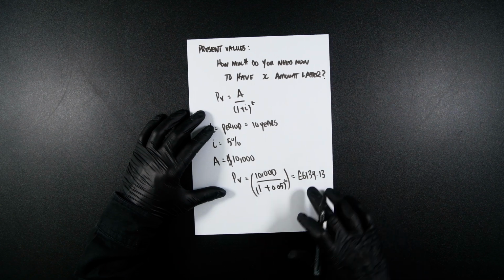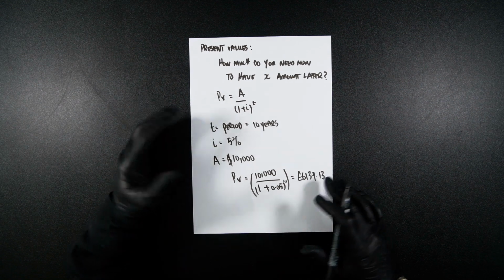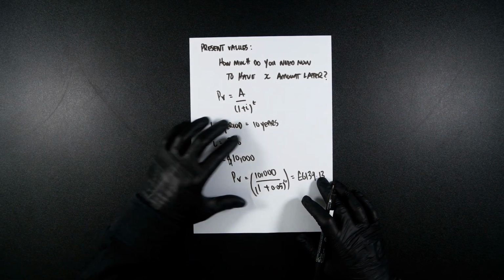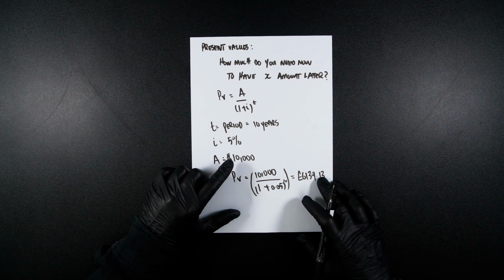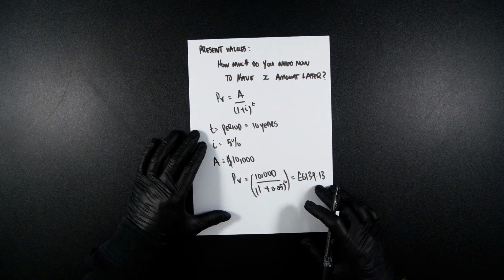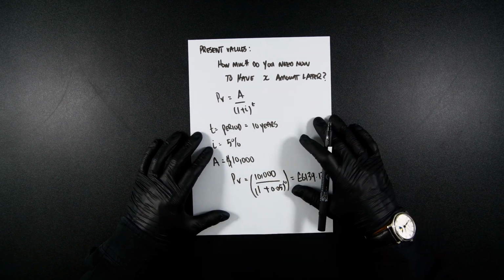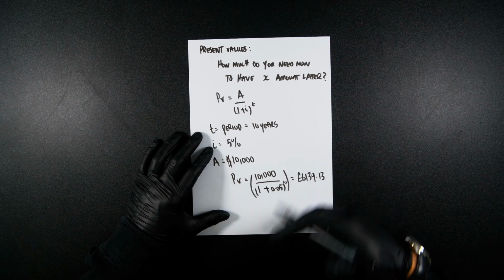6,139.13. So that means if you today put in 6,139 into a bond, which yields 5% per year, in 10 years, you would have 10,000 in that bond. Most people wouldn't do that. You would probably put this amount initially, and then every single month you would have a steady amount going in.